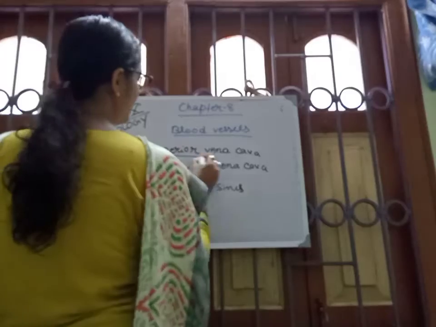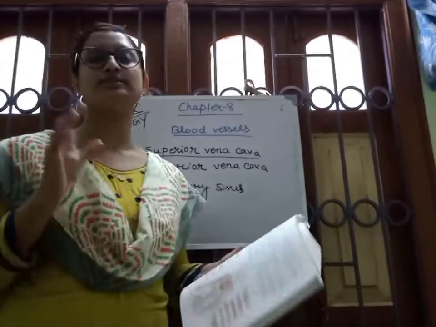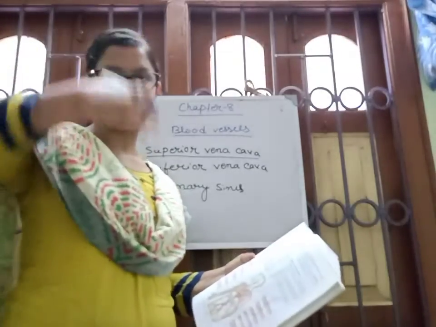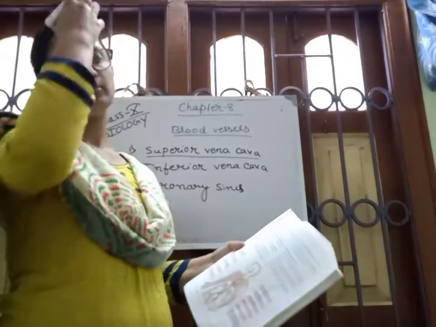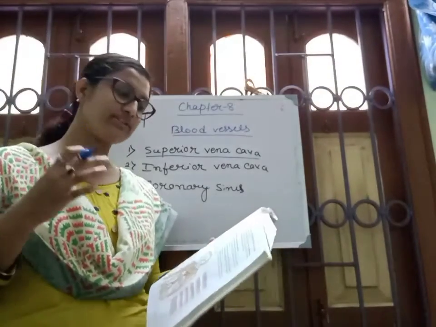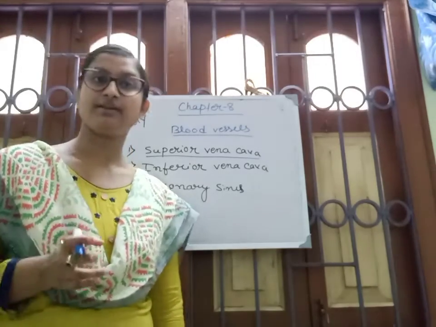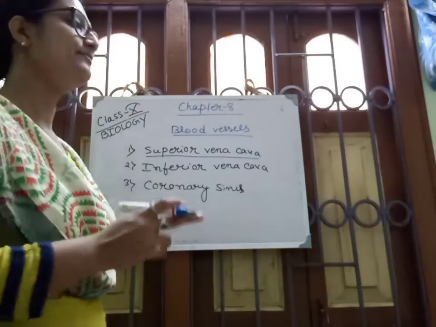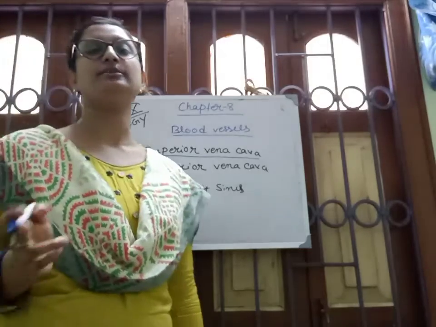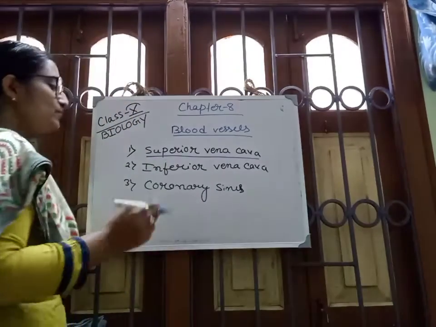Superior vena cava brings the deoxygenated blood from the upper part of the body. It carries the deoxygenated blood and enters the right auricle. It carries deoxygenated blood from the upper region of the body. That's why it is named superior.